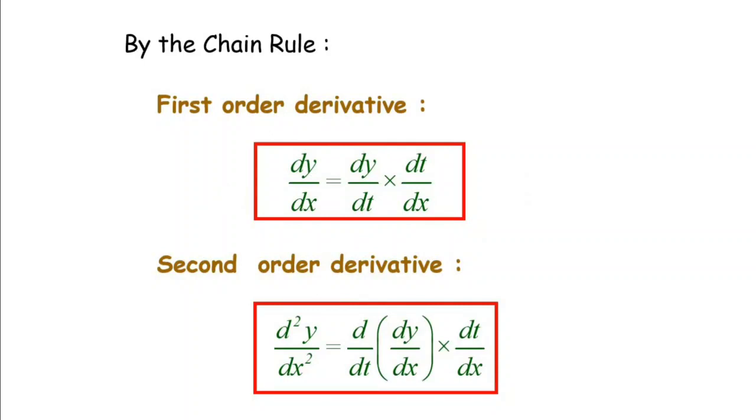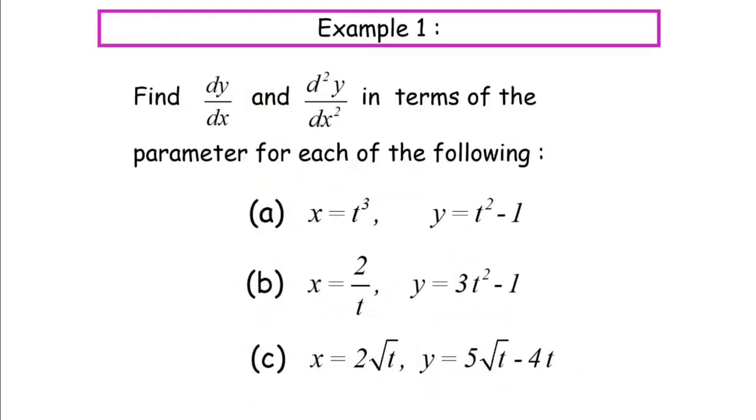By using the chain rule, to find the first order derivative dy/dx, we have to find dy/dt multiplied with dt/dx. To find the second order derivative d squared y/dx squared, we have to differentiate dy/dx first with respect to t, and multiply with dt/dx. If we cancel this, we are going to have d squared y/dx squared. That is how we find the first order and second order derivative for a parametric function. So let's look at a few examples.